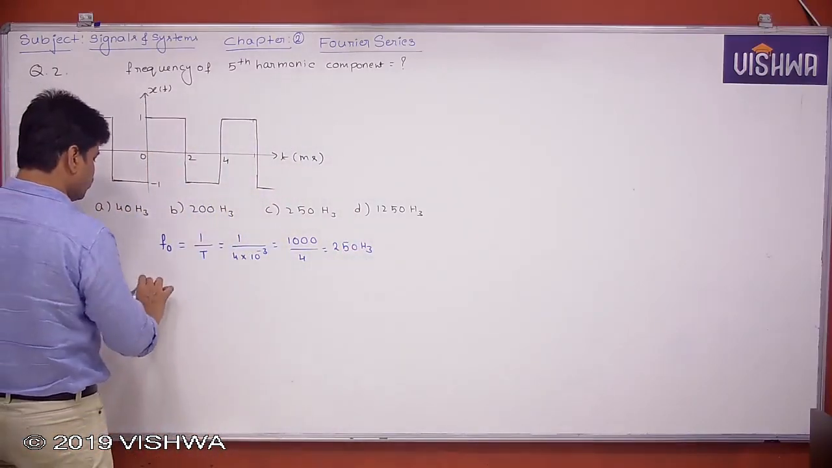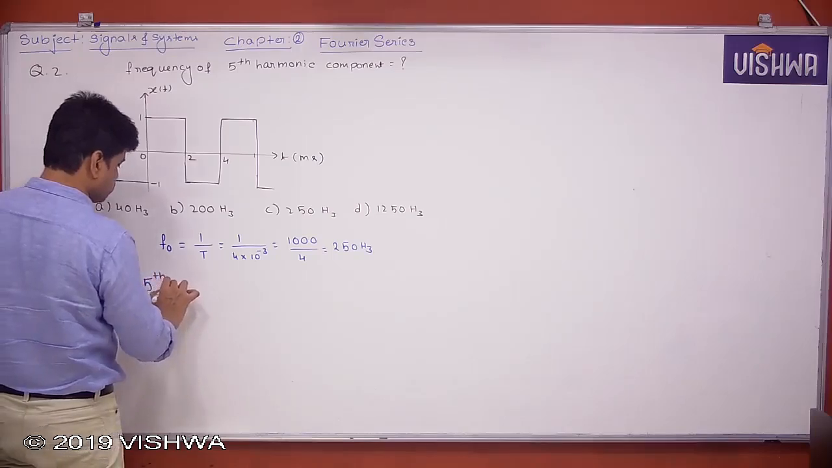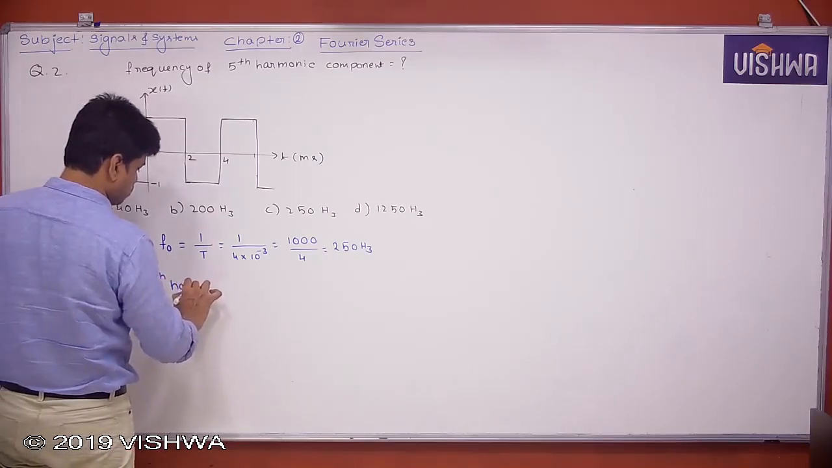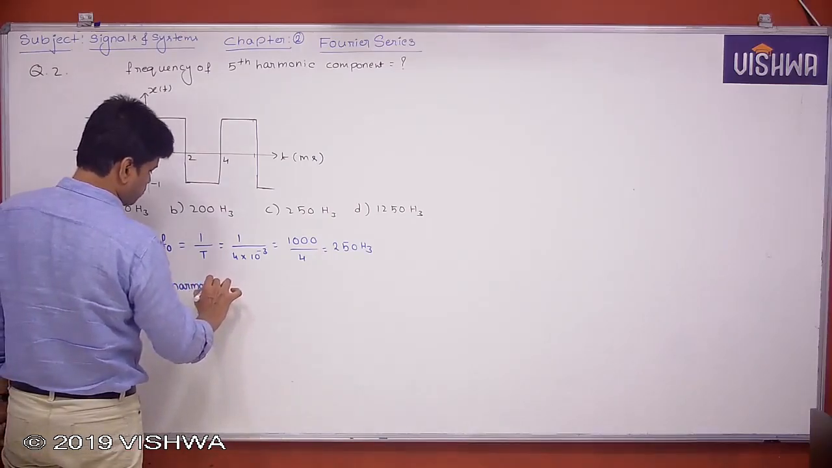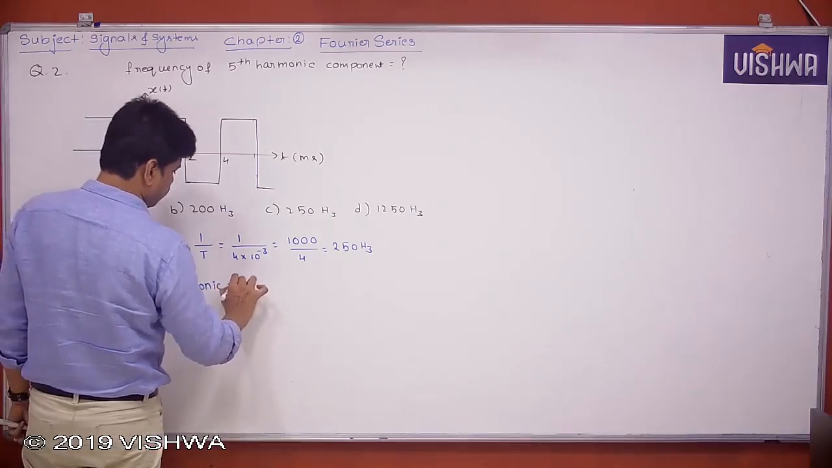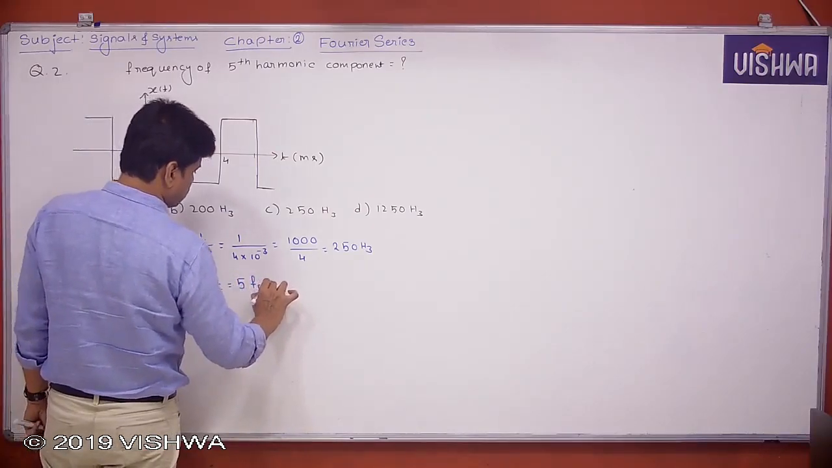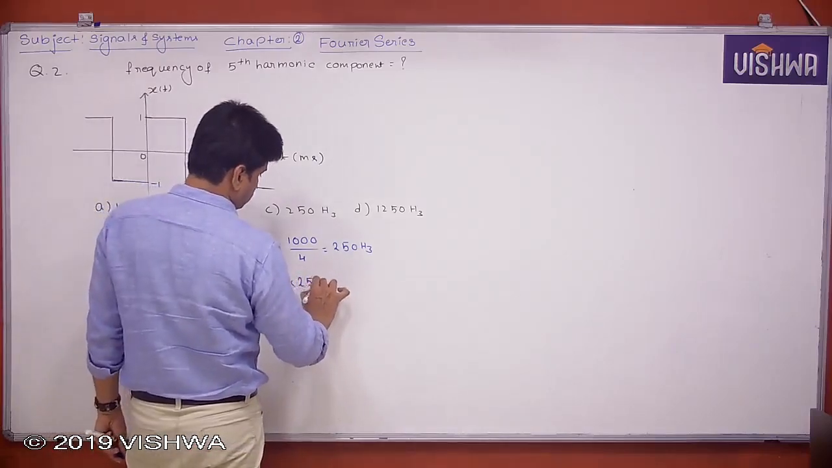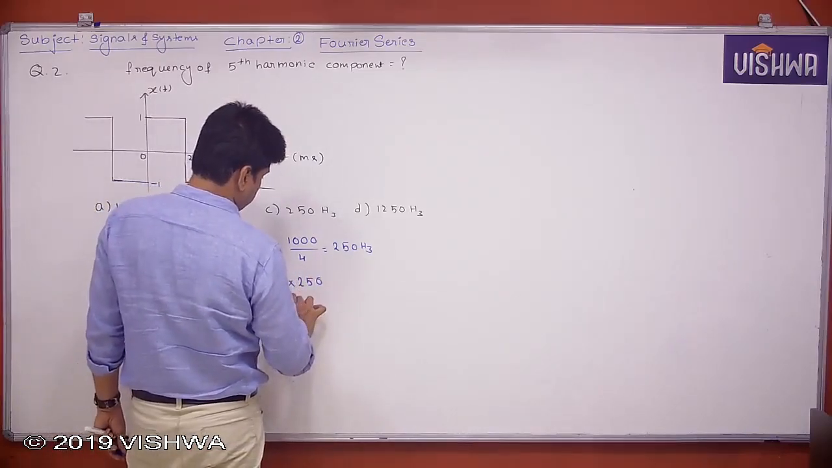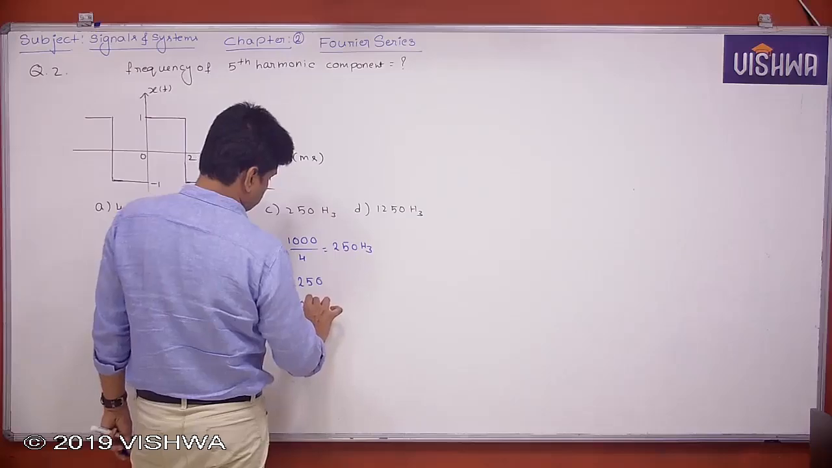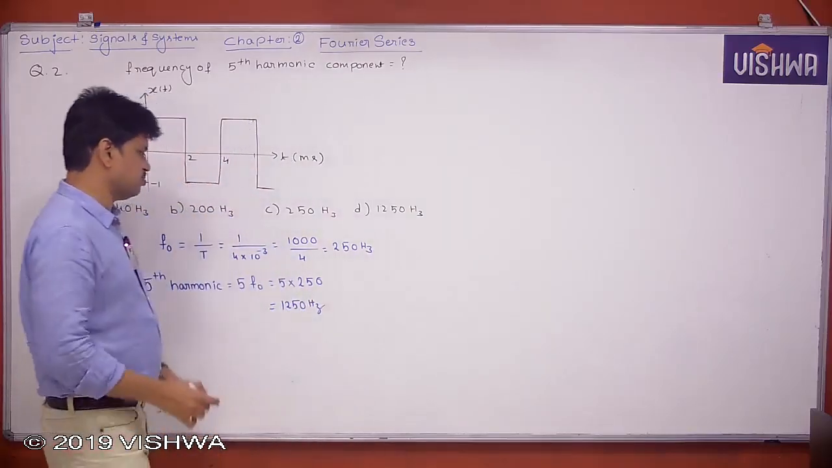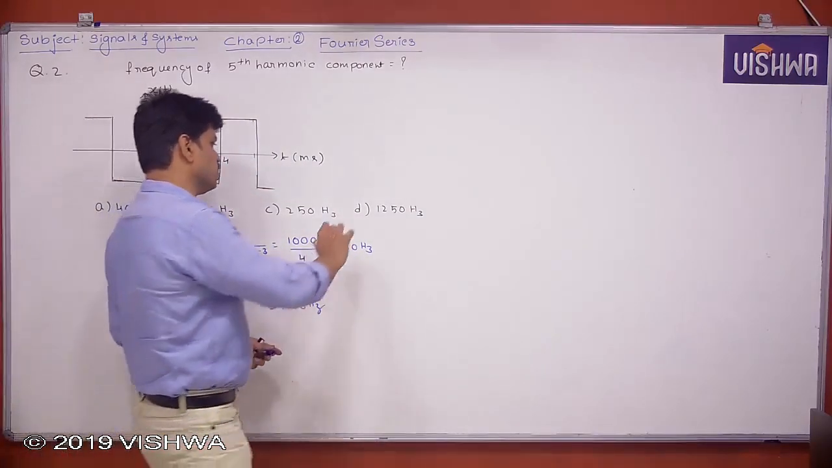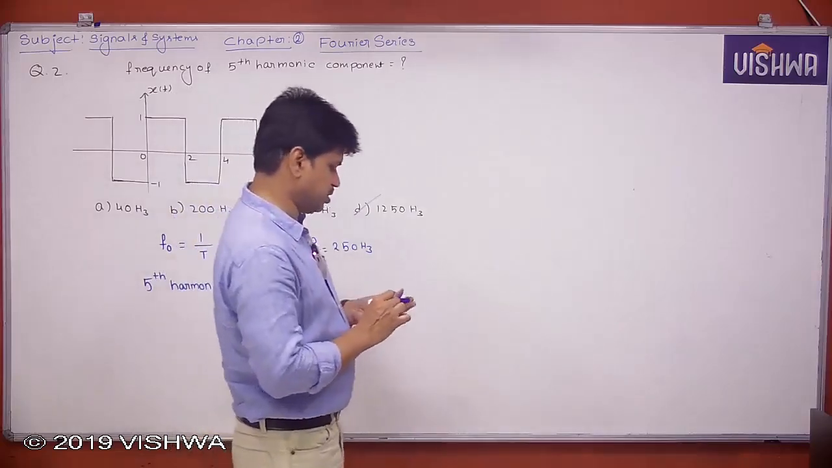Then what is the fifth harmonic component? Fifth harmonic, that is 5 F naught, 5 into 250, that is 1250 Hz. So that is the answer, 1250 Hz. Next.